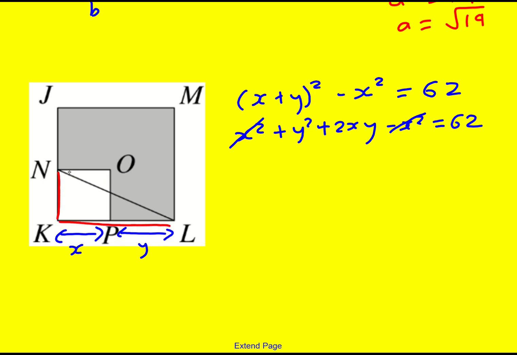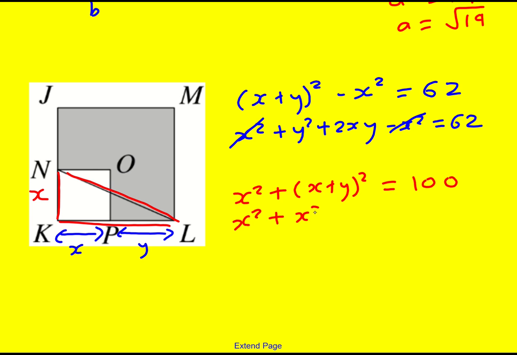Again, let's apply Pythagoras' theorem, so this will also be x. So then I'll get x squared plus (x plus y) squared is equal to 100. I can multiply this out, x squared plus x squared plus y squared plus 2xy is equal to 100. But now I can see this part is simply 62 because I've worked it out before.